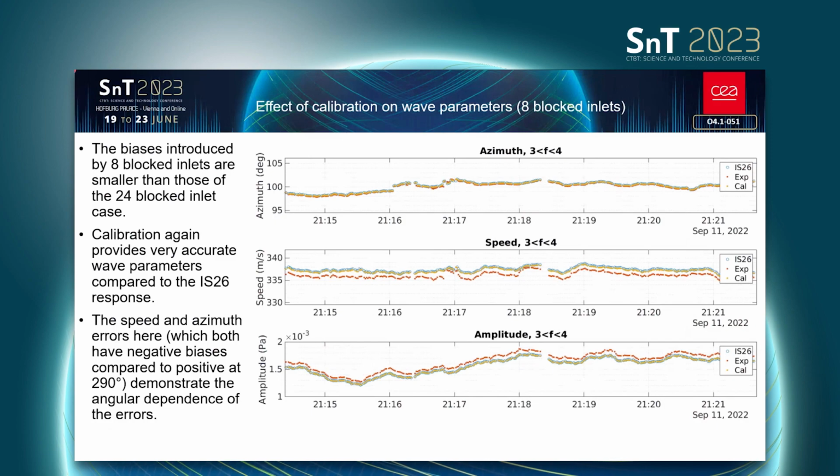And so quickly, I'll just show another example with the 8 blocked inlets. The biases are slightly smaller here, but it's the same idea. Again, you can see that there's a degree or 2 error in the azimuth, a few meters per second in the speed, and again, we can see biases in the amplitude, and we're able to correct those. Again, the yellow dots are matching almost perfectly with the H5 results.